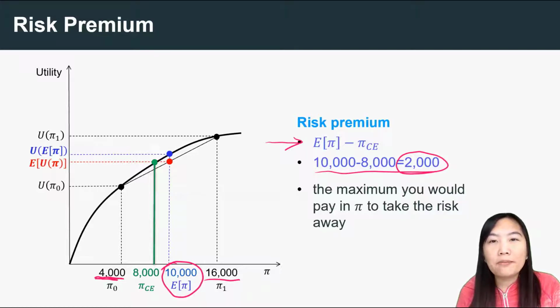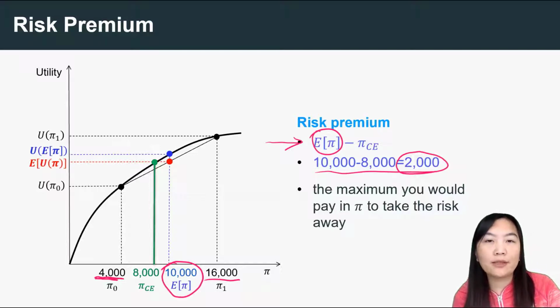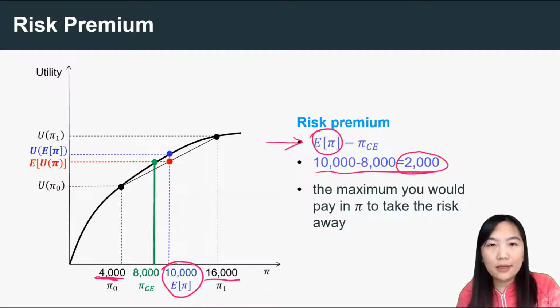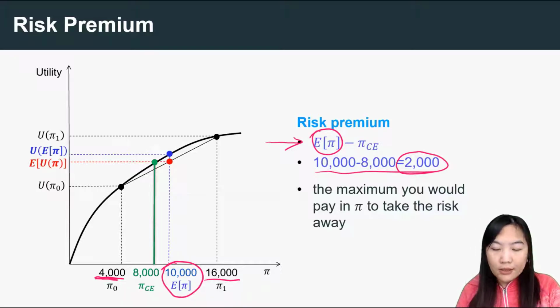So it is the maximum that the decision maker would pay in dollar value to take the risk away. Usually if you're a risk averse person, then the risk premium will be positive. So you would always prefer to have a certain level of payment than taking the risk, where half of the chance is 4,000, half of the chance is 16,000. So that's risk premium.